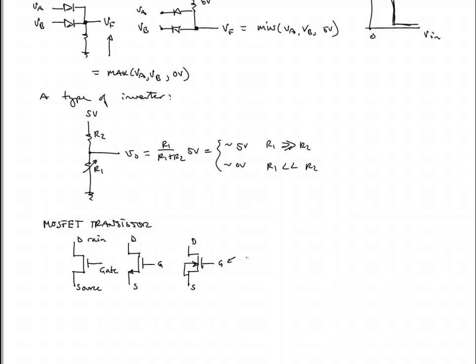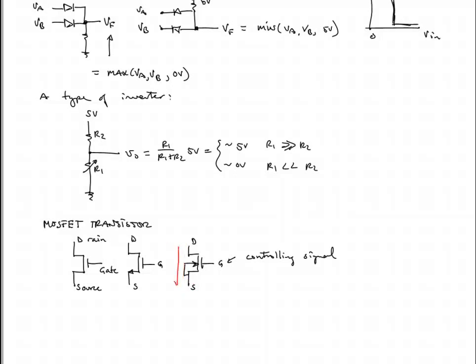The gate is the controlling signal, and the current path will be from the drain through the source.